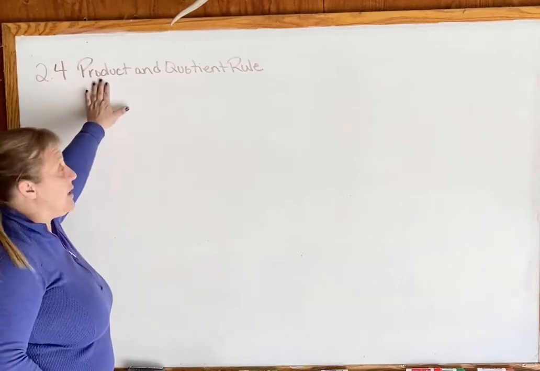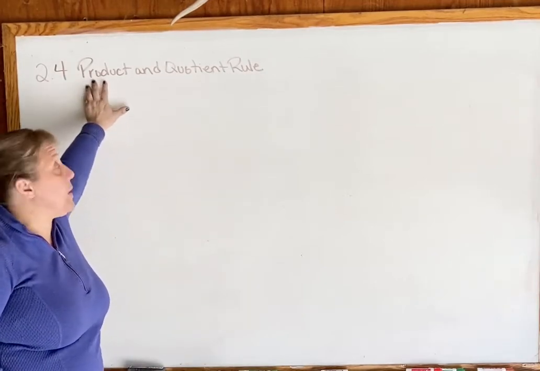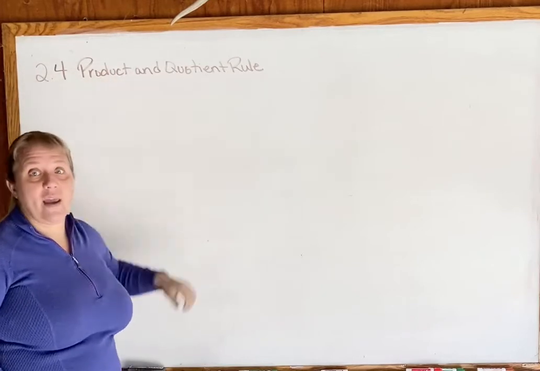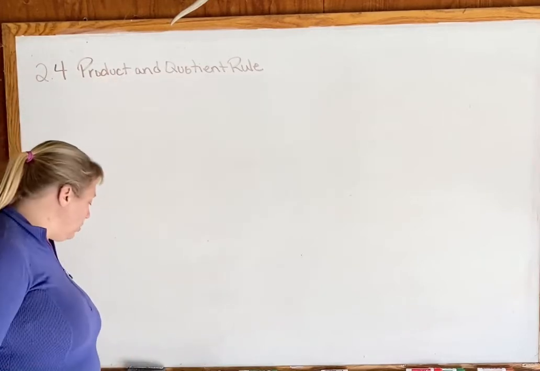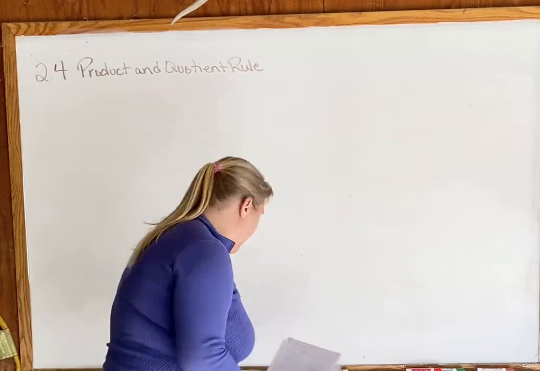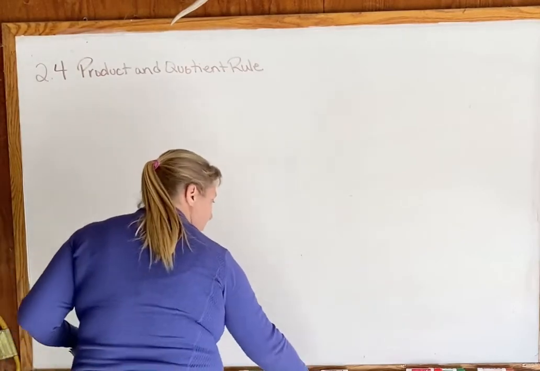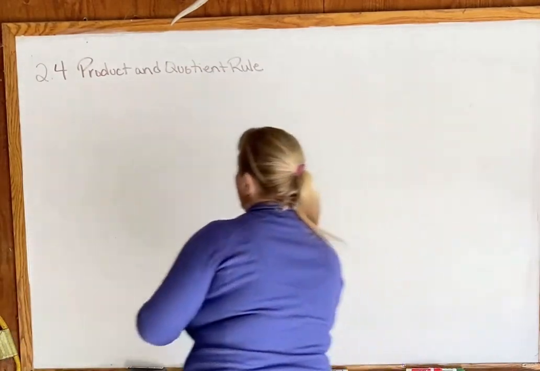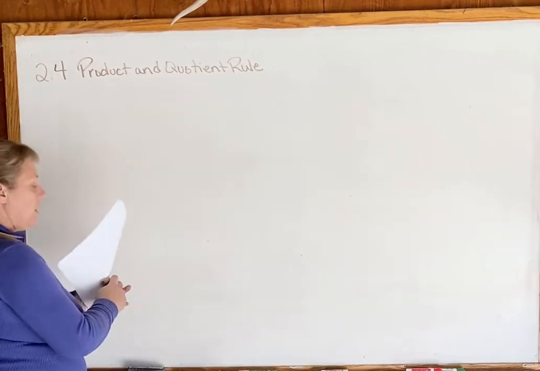Specifically, if we have a product, so if we have multiplication going on, or if we have division going on, we have two rules there. We'll start with the product rule, and then we'll move on to the quotient rule in a little bit.